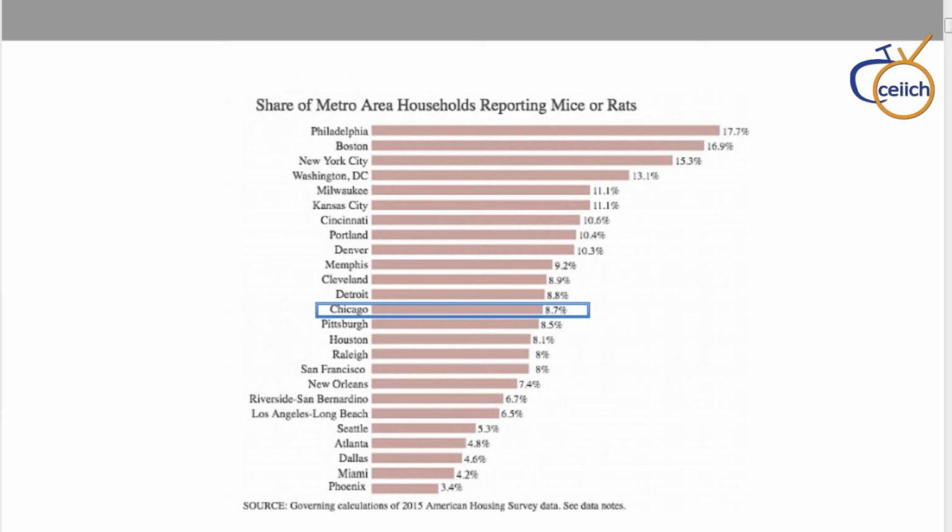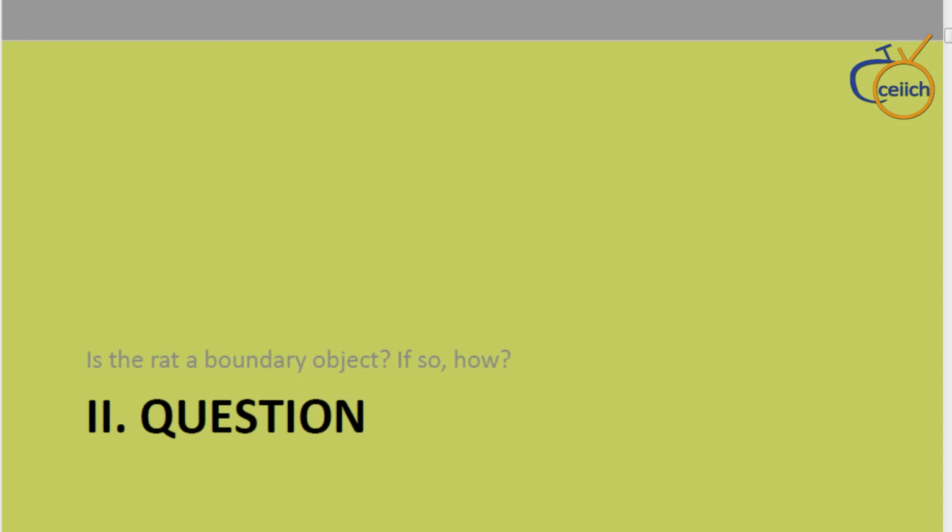So I want to explore this question about the rat as boundary object with respect to three different worlds. So we've got the world of public affairs, and I was just referencing that in my introduction. But we also have the world of the sciences, so the rat as an object within the sciences, and then also within the arts and humanities. So I will be asking this question about how is it that the rat may function as a boundary object at the boundary of these three worlds.